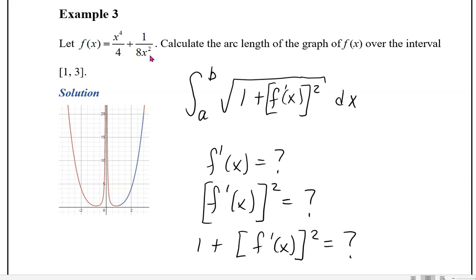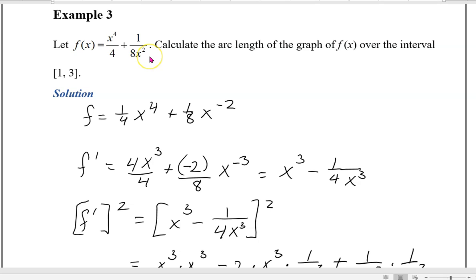It looks relatively long, seeing that this is a height of 20 and a distance of 1 is this small measure right here that you see on the x-axis. In order to compute the arc length, we need to find the first derivative, square the derivative, add 1 to it, and then place it under the radical and compute the integral from 1 to 3. Pause the video here and then restart the video to compare your answer to mine.